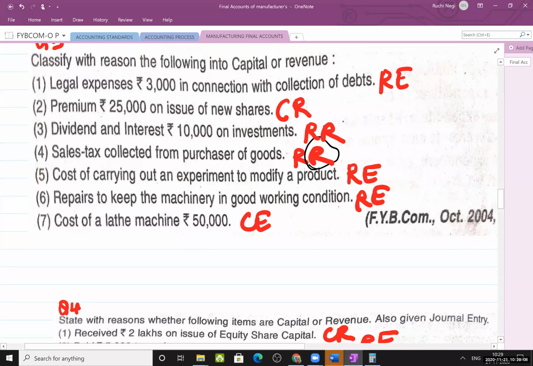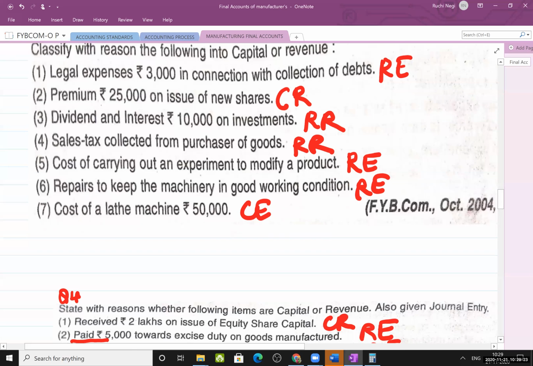It's a receipt, obviously, income है, पैसा अंदर आया, receipts, and sales tax is collected on goods. So goods, buying and selling of goods is a regular business activity. So this is also a revenue receipt.